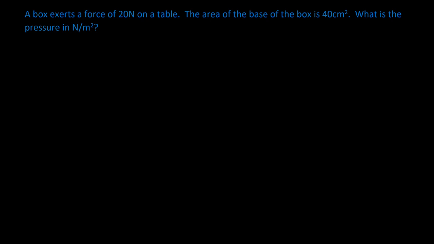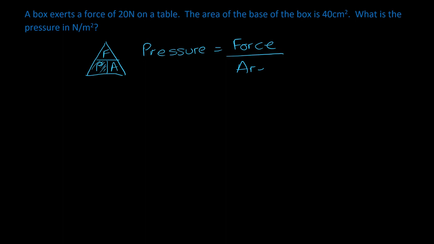In our final example, we're told that a box exerts a force of 20 newtons on a table. The area of the base of the box that's in contact with the table is 40 centimeters squared, and we want to know what the pressure is in newtons per meter squared. So we need the pressure triangle this time. We've been asked to work out the pressure, so that's what I'm covering up. So our pressure equals force over area.